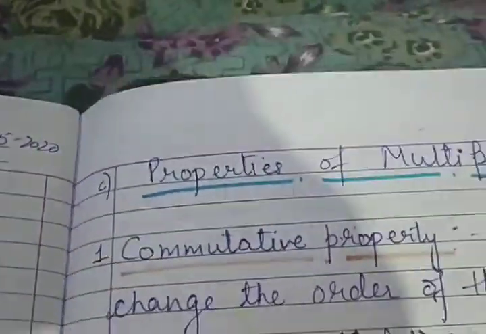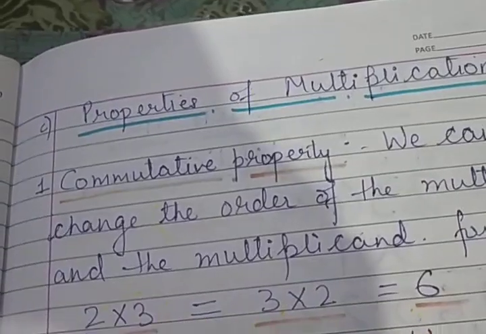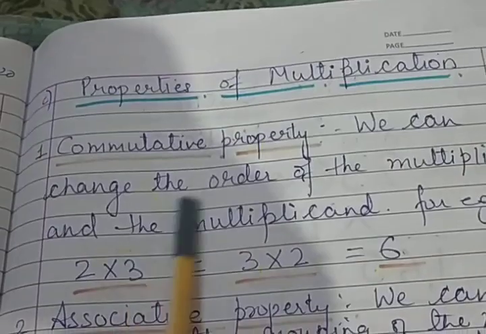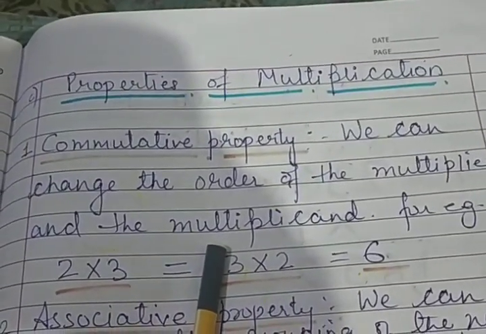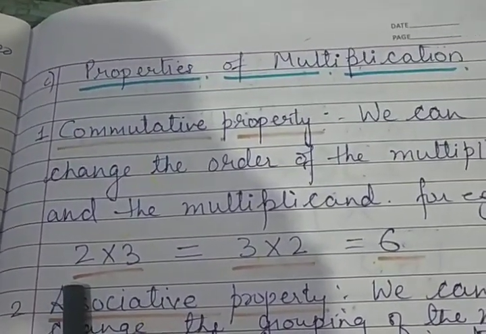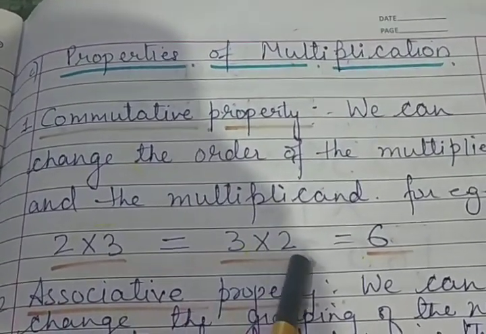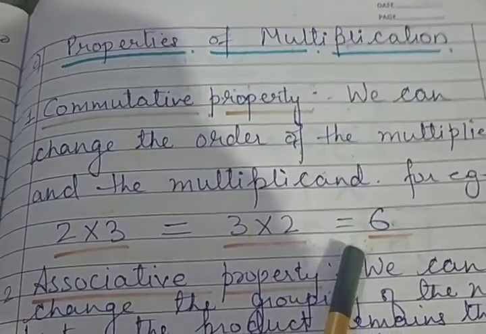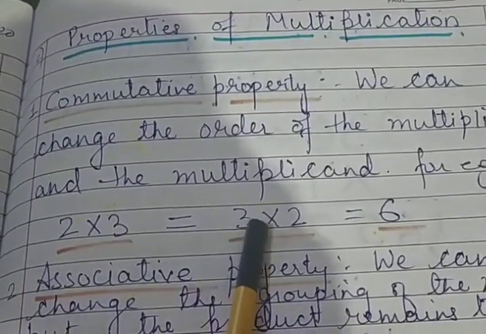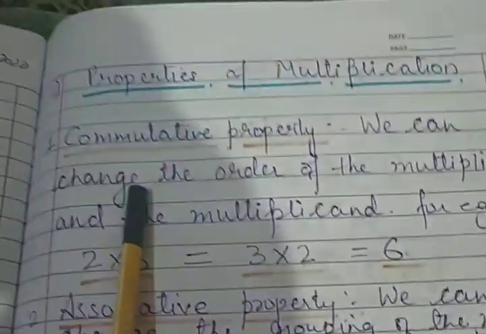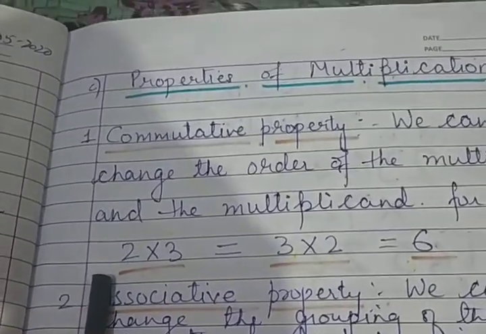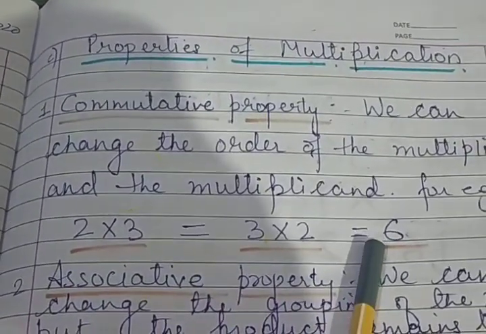So after this we will discuss the properties which are involved in multiplication. As you can see, the first property is commutative property. We can change the order of a multiplier and the multiplicand. Look at the example over here. 2 into 3 is same as 3 into 2. The order has been changed over here. The answer will still remain 6. So we can say 2 3s are 6, 3 2s are 6. So multiplication is commutative. It means we can change the order of the multiplicand and multiplier. My product will not get affected.